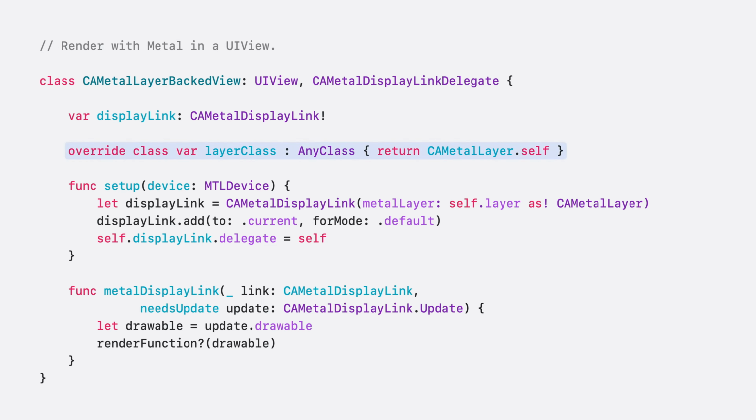The UIView declares a CAMetalLayer as its layer class. It then creates a CADisplayLink to get a render callback. And finally, it renders the CAMetalLayer in the callback every frame.